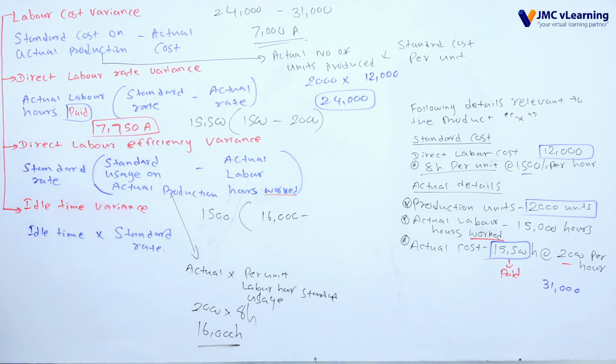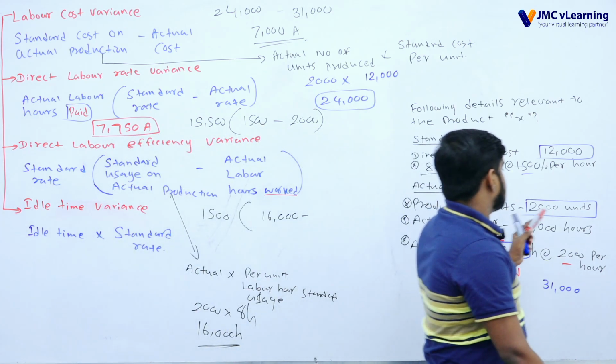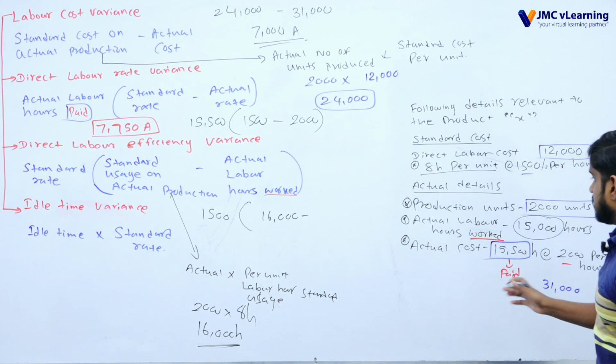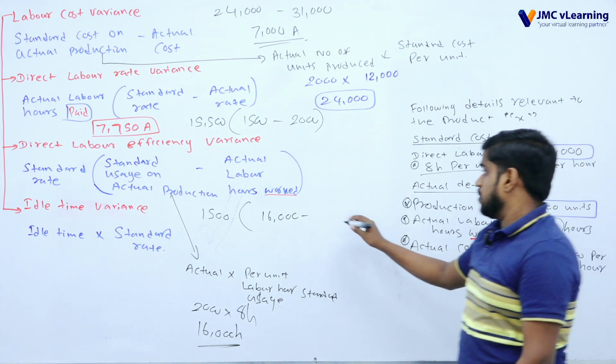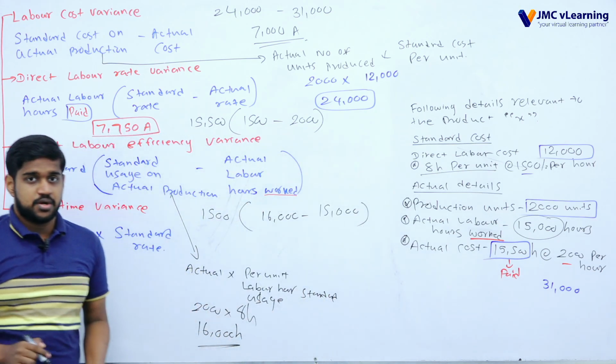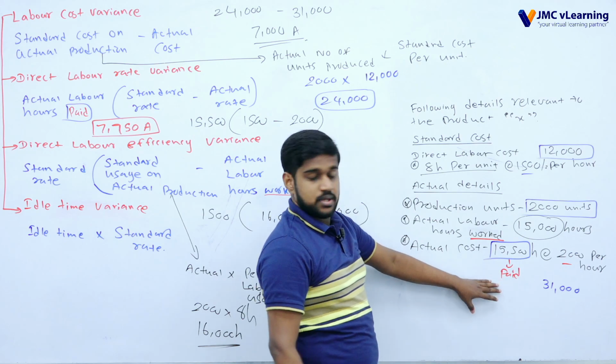Most important thing is we need to get actual labor hours worked. As per the given details, actual labor hours worked is how many hours? 15,000 hours. Actually they worked 15,000 hours. Therefore we need to use 15,000, not 15,500. 15,500 is paid hours.